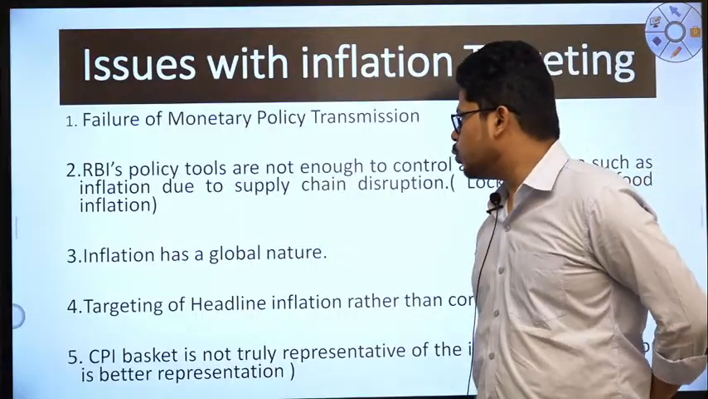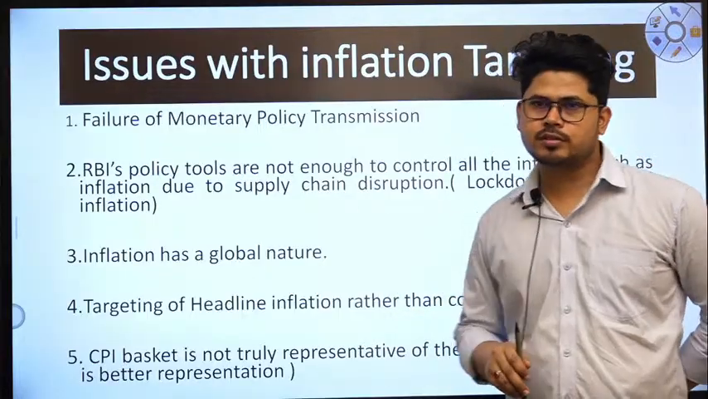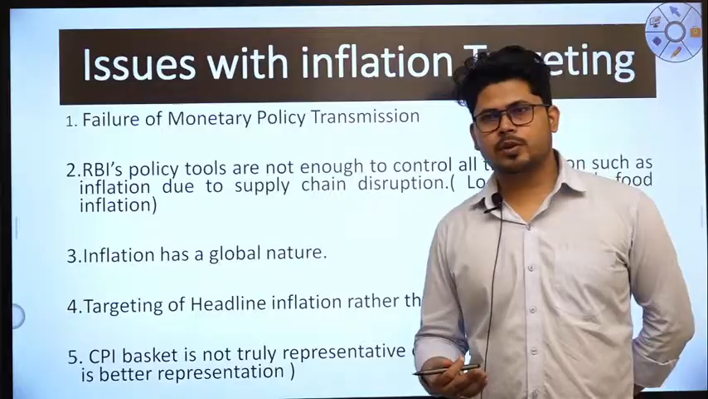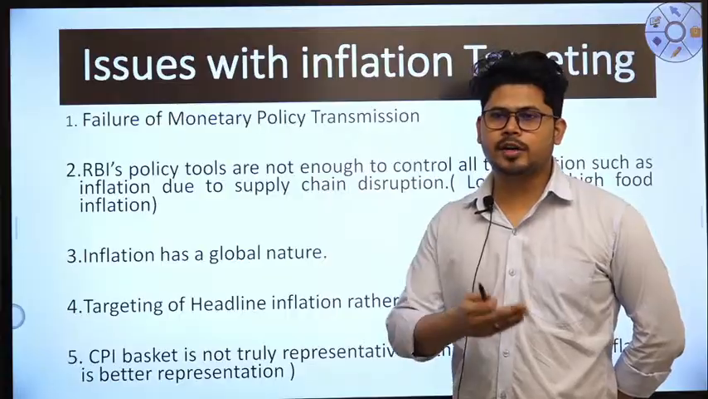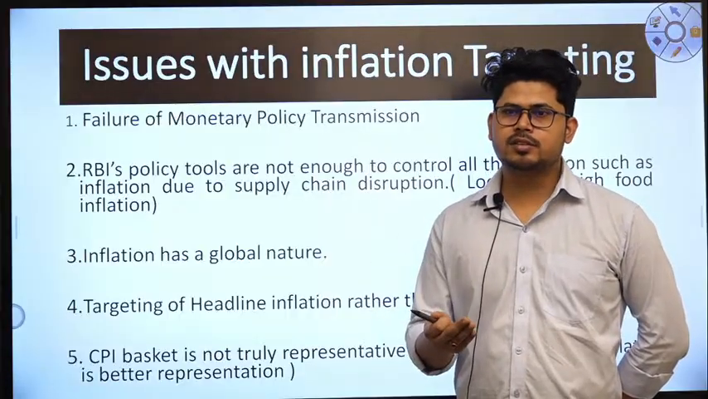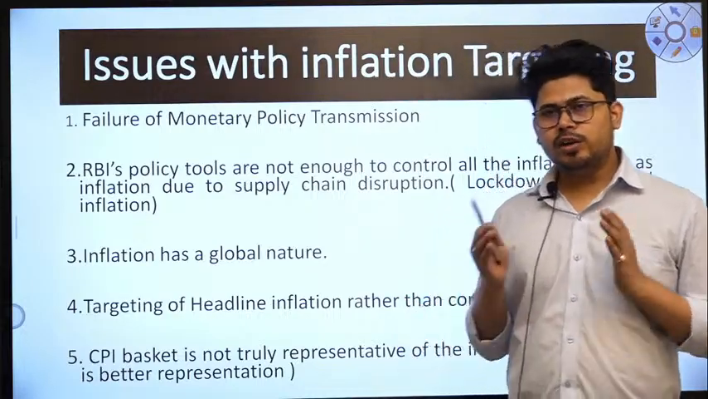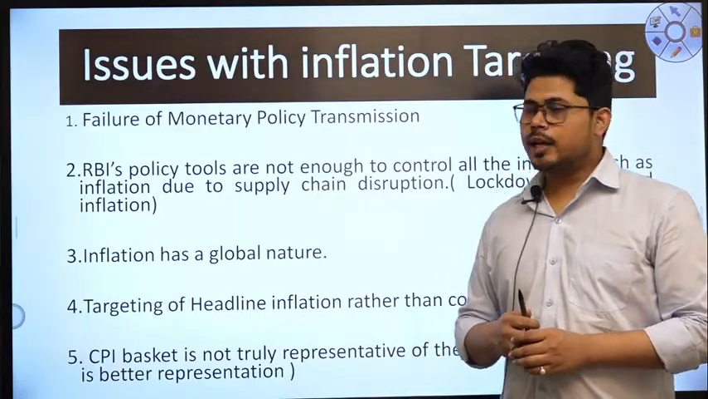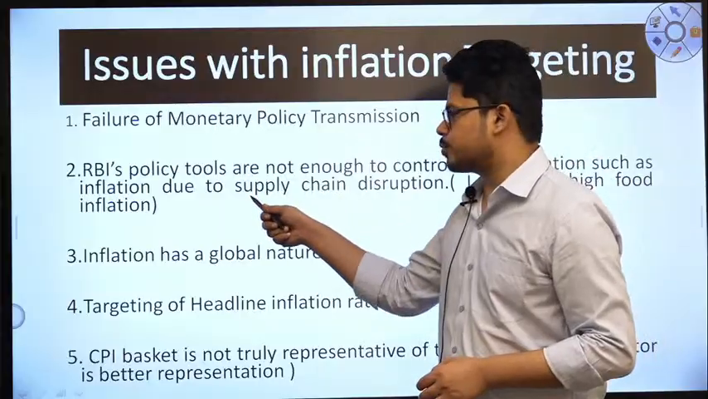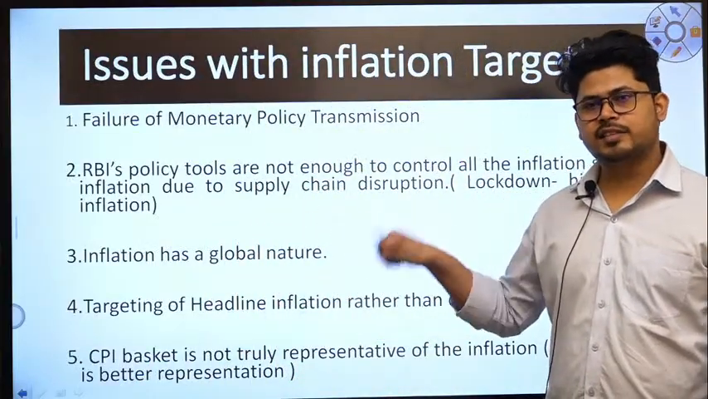Now, RBI's policy tools are not enough to control all inflation, such as inflation due to supply chain disruptions. For example, in COVID situation, okay, food inflation was very high, despite the fact that Monetary Policy Committee was there in existence and all the policy transmission rates were announced. Okay, but still food inflation was high because that was beyond the control of the lending rate of the government. It was because of the supply chain disruptions. That is an external factor to the bank's lending rate. Okay? That is not being controlled by bank's lending rate.